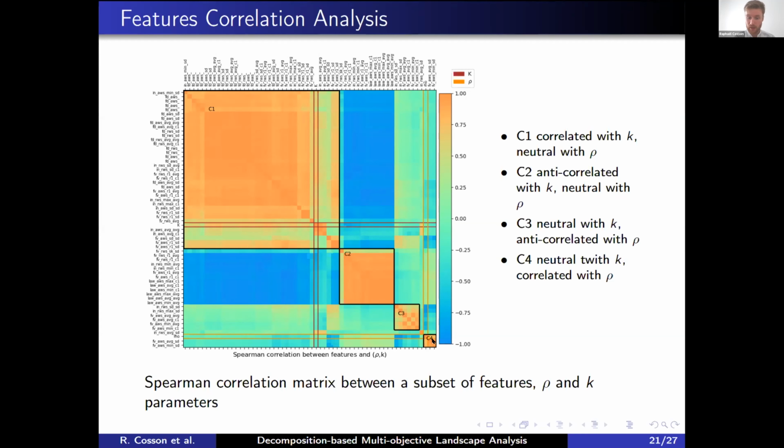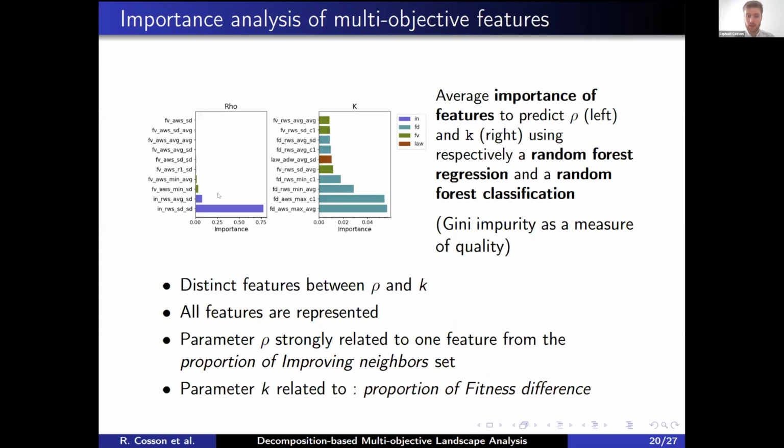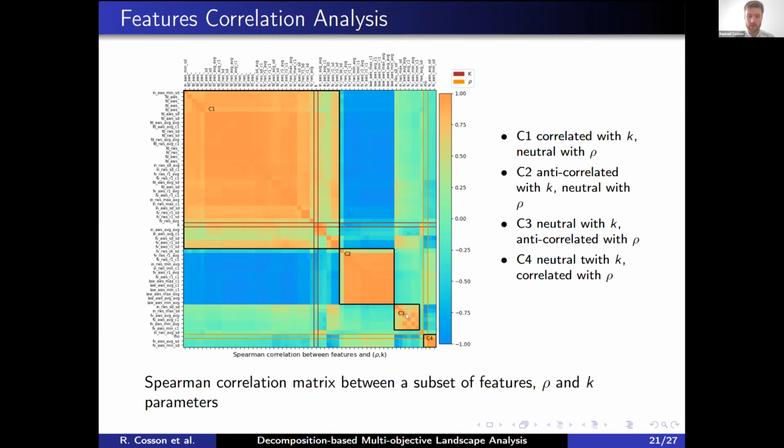with k. It's good to notice that the previous most important features for ρ appear in fact to be the most anti-correlated features with ρ.